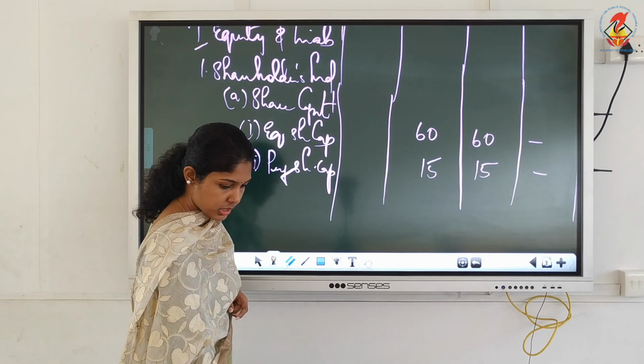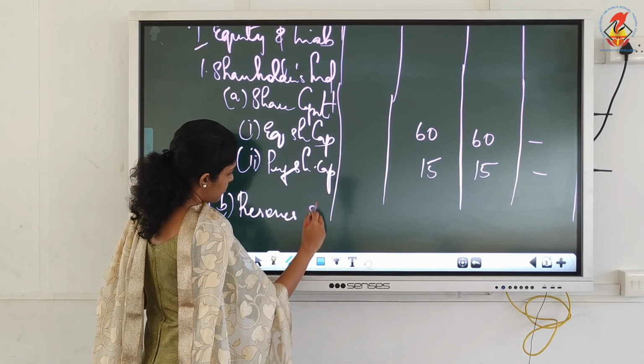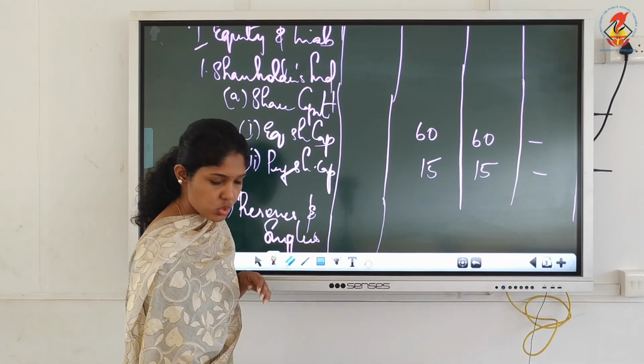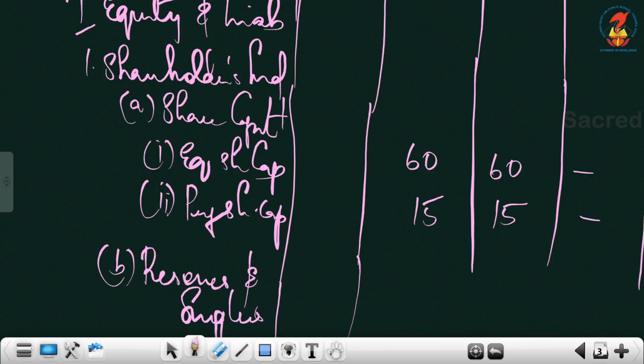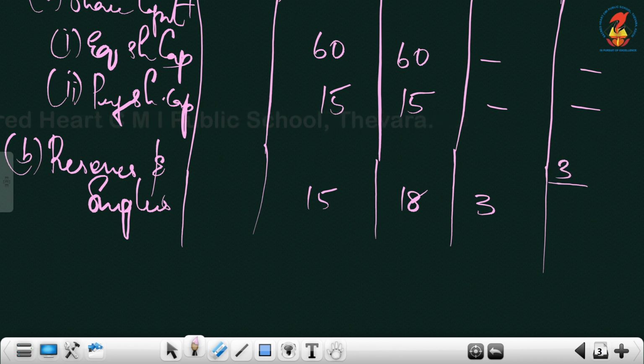Then we have B, reserves and surplus. You just have to copy the question, find the absolute change and percentage change over. Okay. 15 and 18. Yes, write previous year first, then current year. So absolute change, current year minus previous year, it will be 3. Then percentage change will be 3 by 15 into 100. It is 20.